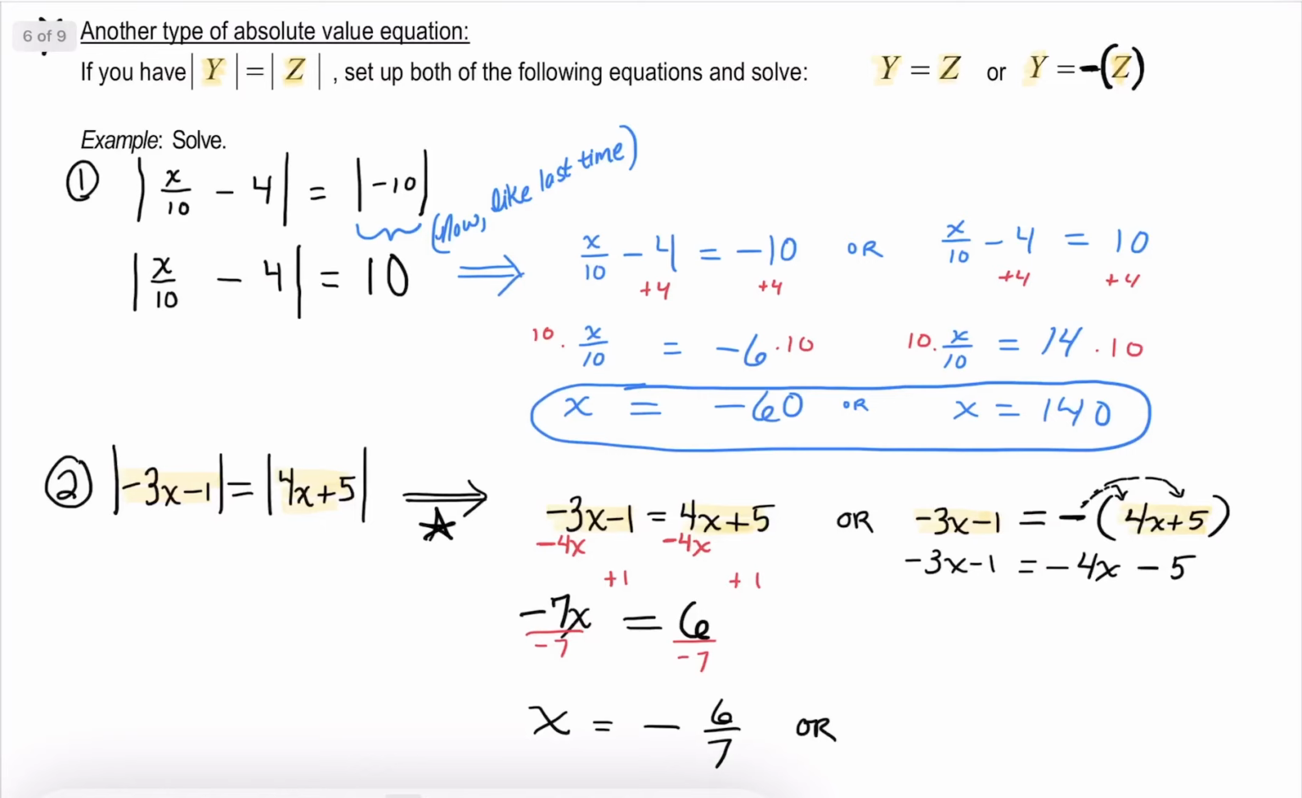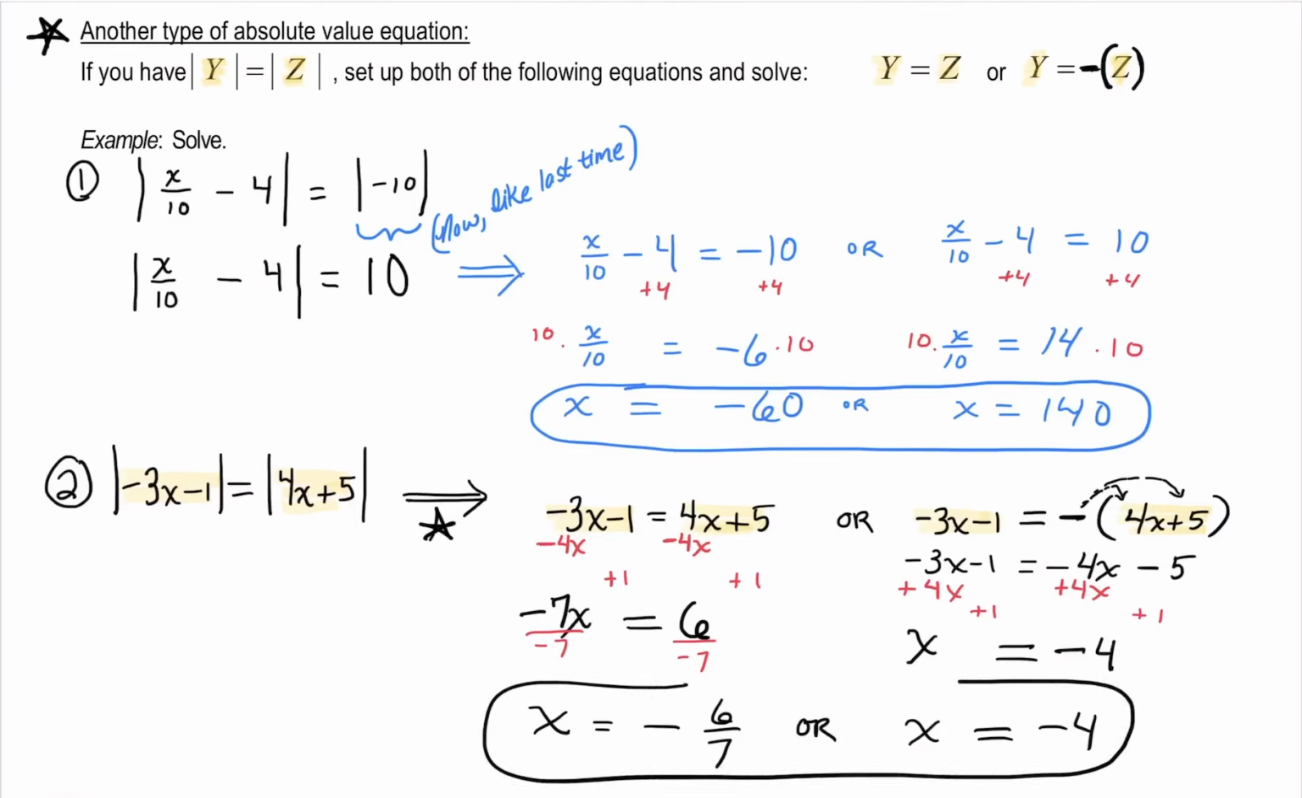All right, on the second equation, maybe I add my 4x. I like the look of that one because that's just going to give me an x on the left. That'll be nice. And at the same time, we can also add the 1 over to the right. When we do that, we have x equals negative 4. So that's actually already done. There's our two solutions on that one.